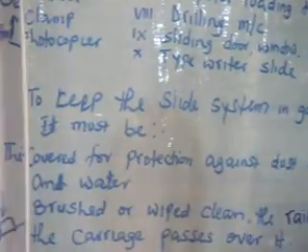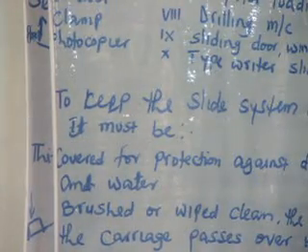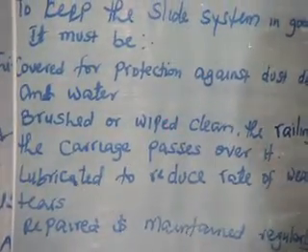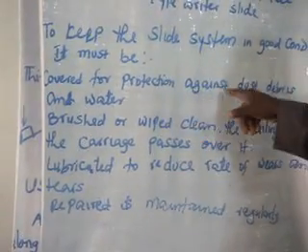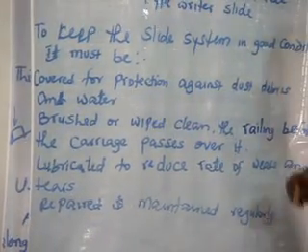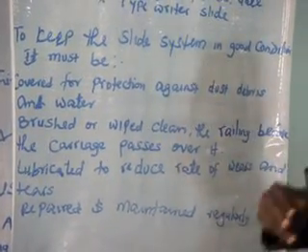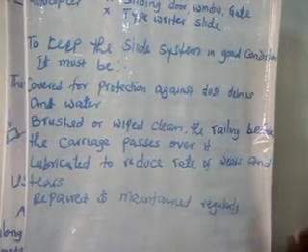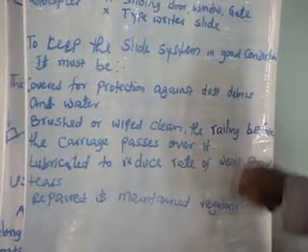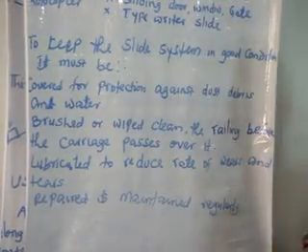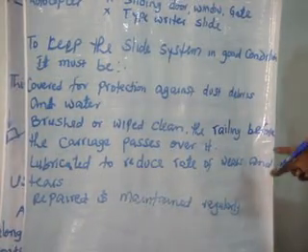One, cover for protection against dust, debris, and water. That is, you as a person, you just have to protect it against dust. Don't allow dust to have access. If you allow dust to have access, before you know it, it will block the rail, and it can affect the rollers, which may make the equipment not able to move freely.